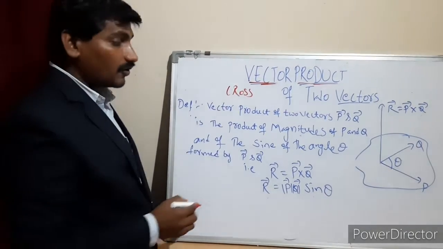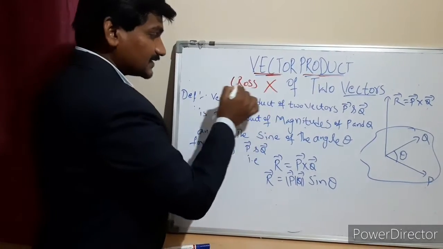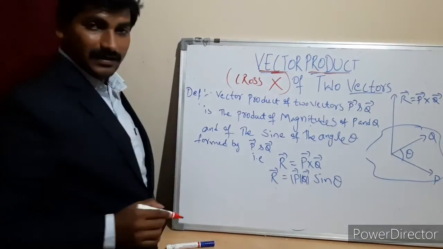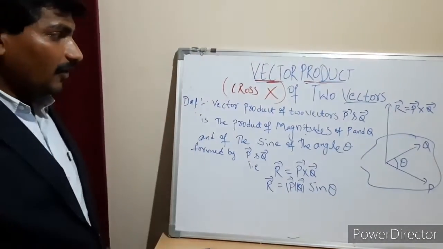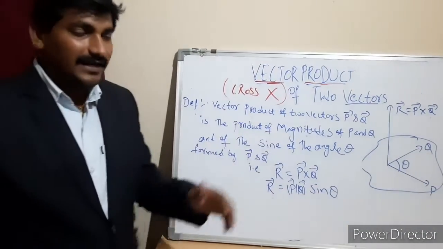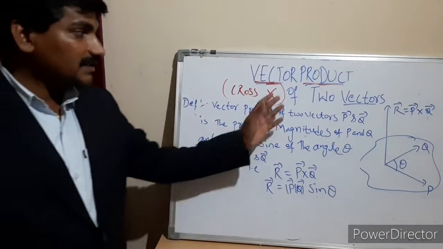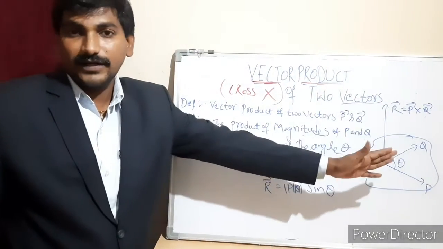What is that? Cross product. That symbol is this: we will use the cross symbol, the into symbol, for this. I will tell you that representation. First of all, what is a cross product or vector product of two vectors?